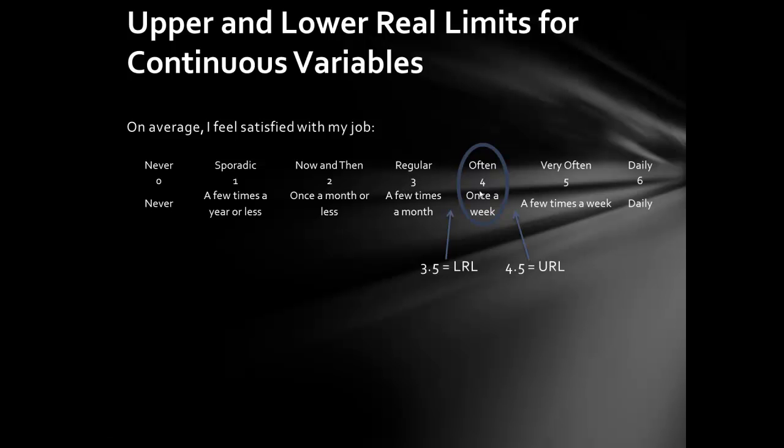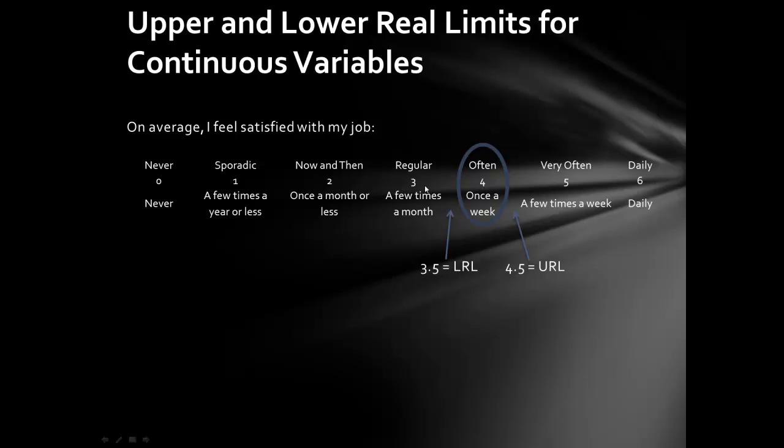But maybe they feel satisfied with their job more than a few times a month, but not quite once a week precisely. So they fall somewhere in between here, but they rated themselves as a 4. And it's good enough. So that's what captures that, 3.5 to 4, that lower real limit to the actual score that was measured. Maybe they're satisfied more than a few times a month, but not once a week.